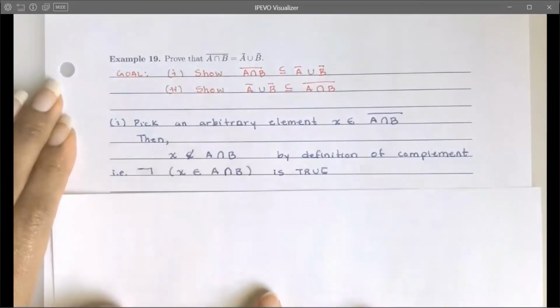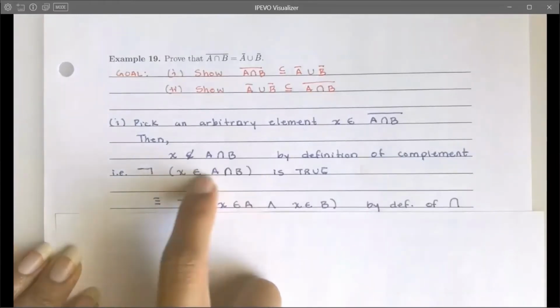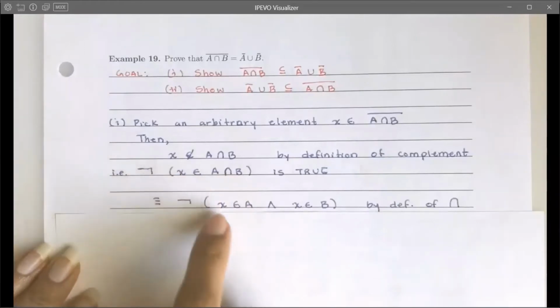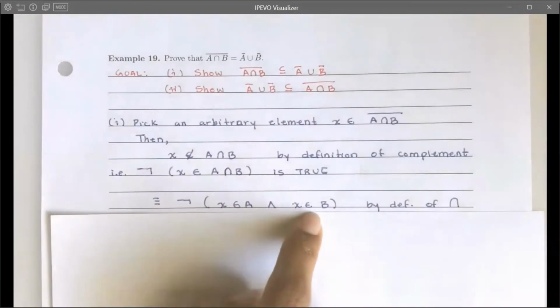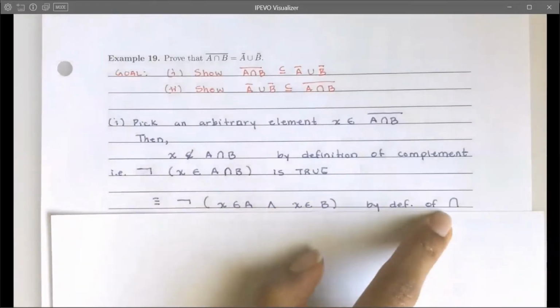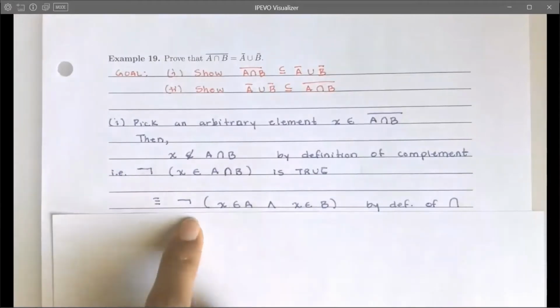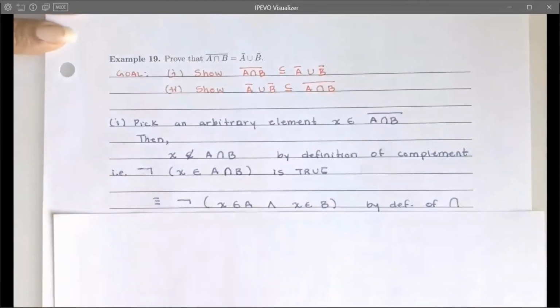Now if we focus just on what's inside of the parentheses on the statement x is in A intersect B, that statement is equivalent to the statement that x is in A and x is in B by definition of the intersection. But then we do have that negation outside of parentheses that we need to bring down. So that's where that negation is coming from.